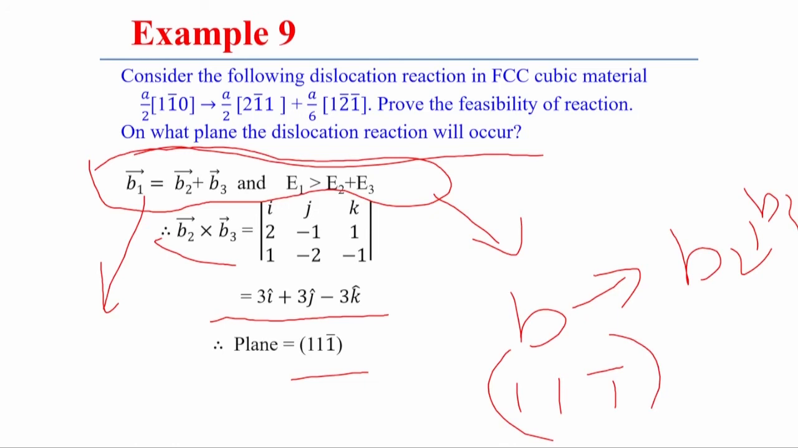This is the way we can check the feasibility of the dissociation of the dislocation, and we can define on which plane the reaction will occur. That means b1 is the total full dislocation, and b2 and b3 are the partials for this dislocation.